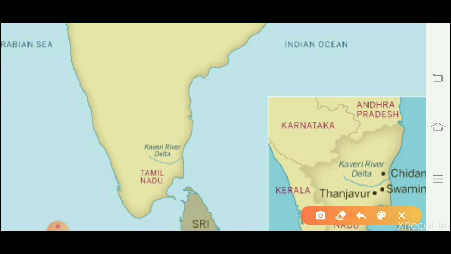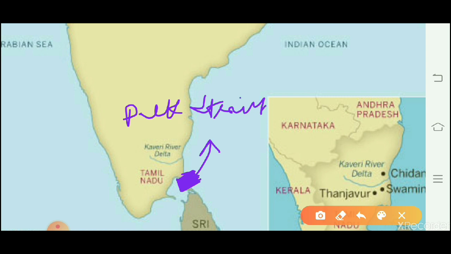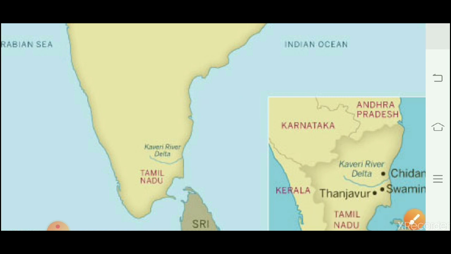And for representing Park Strait, we have to make or shade this area. After shading this much area only, we have to make one indication and write here Park Strait. As we know, Park Strait is separating India from Sri Lanka.